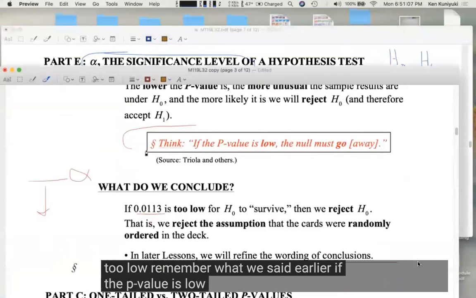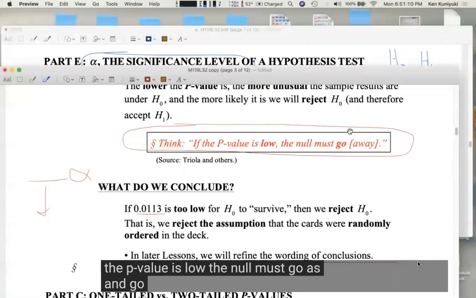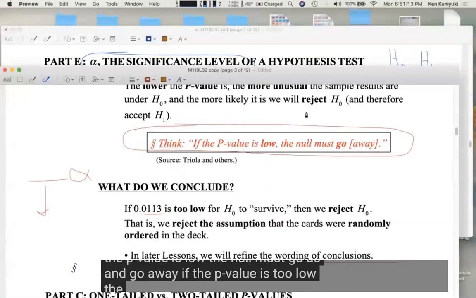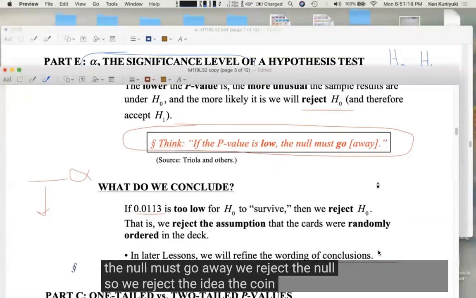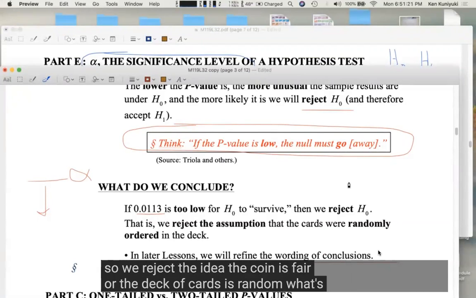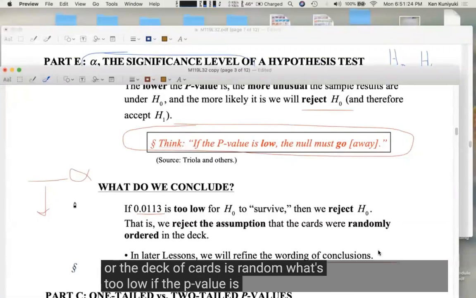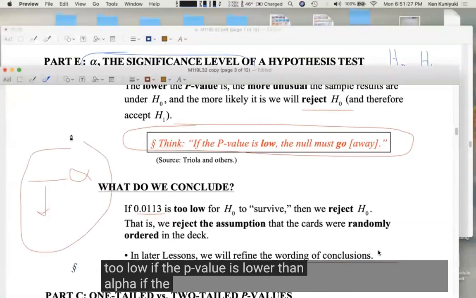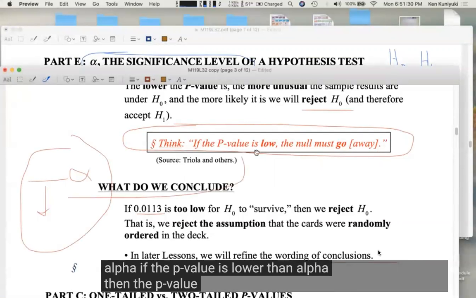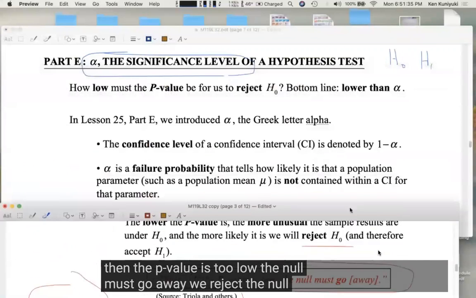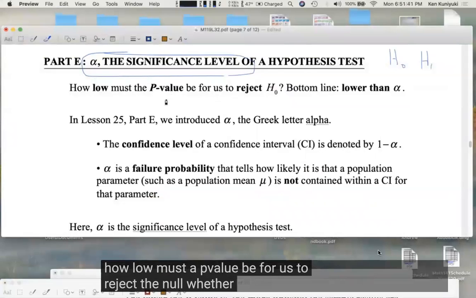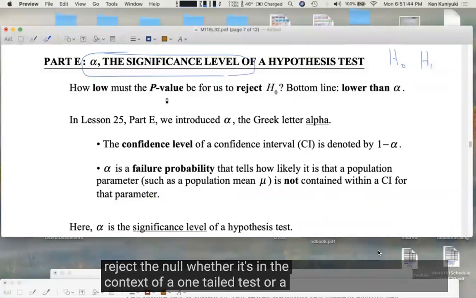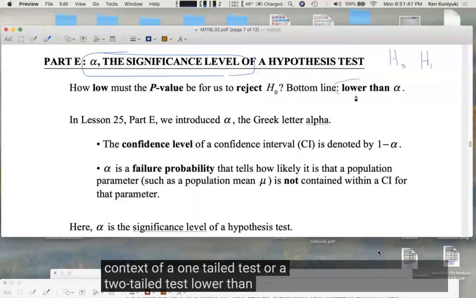Remember what we said earlier. If the p-value is low, the null must go, as in go away. If the p-value is too low, the null must go away. We reject the null. So we reject the idea the coin is fair or the deck of cards is random. What's too low? If the p-value is lower than alpha. If the p-value is lower than alpha, then the p-value is too low, the null must go away, we reject the null. Again, how low must a p-value be for us to reject the null, whether it's in the context of a one-tailed test or a two-tailed test? Lower than alpha.